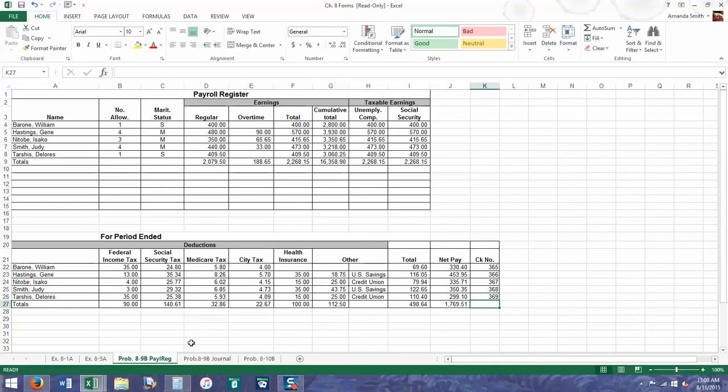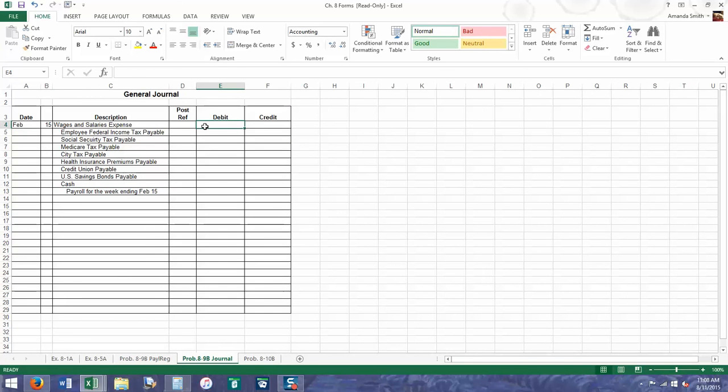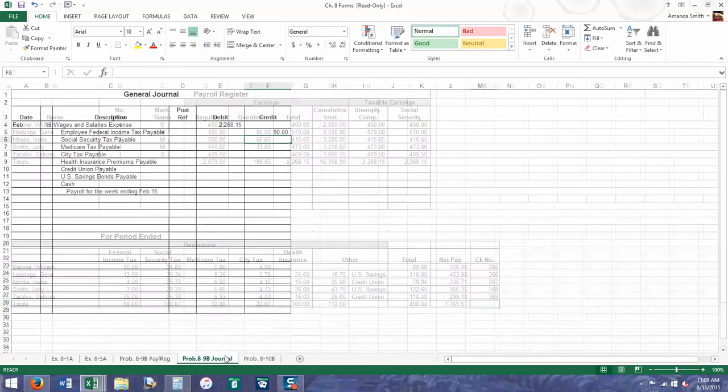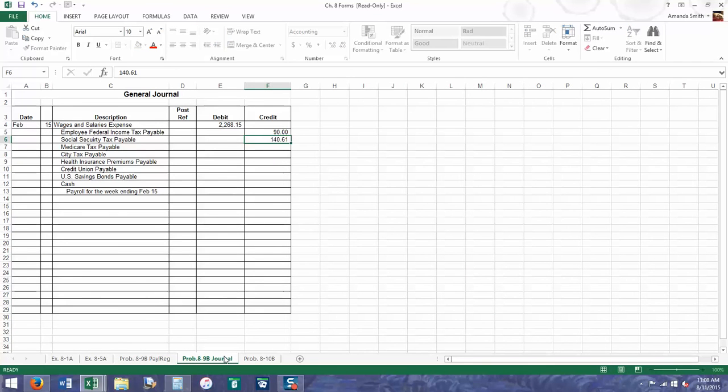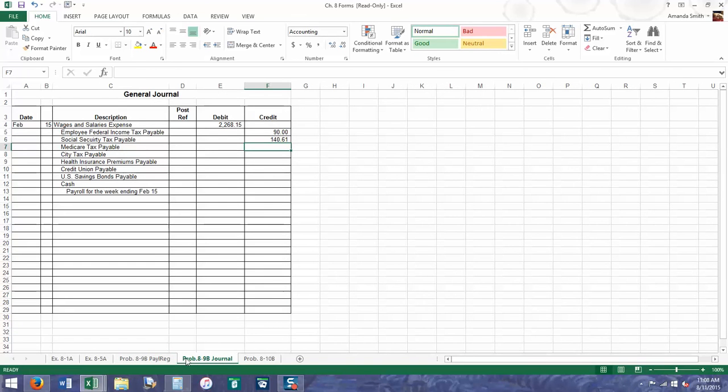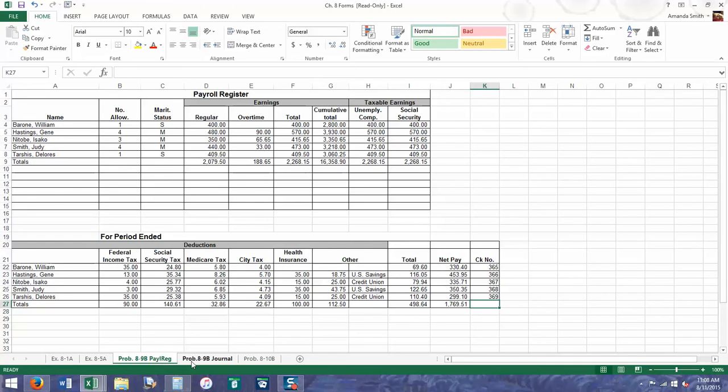So we know that our total pay is $2268.15. So that is the amount we're going to debit, $2268.15. Everything else is going to be a credit. So we're just going to take the information right off our register. Federal income tax is $90. Social Security tax is $140.61. Medicare, $32.86. City tax is $22.67.